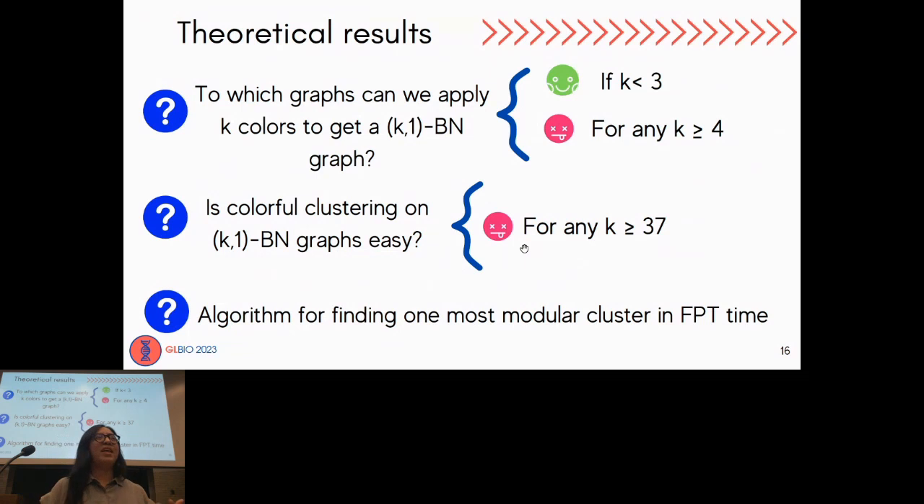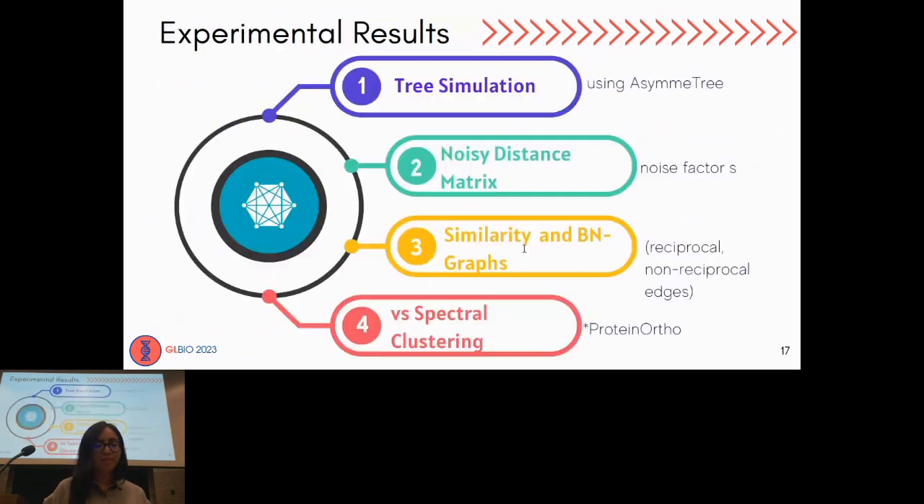FPT time, for practical purposes, means that it's an algorithm that you cannot run when the deadline for the conference is tomorrow, because it has an exponential time component. This exponential component remains exponential, but is bounded by the number of neighbors and colors that we studied as parameters.